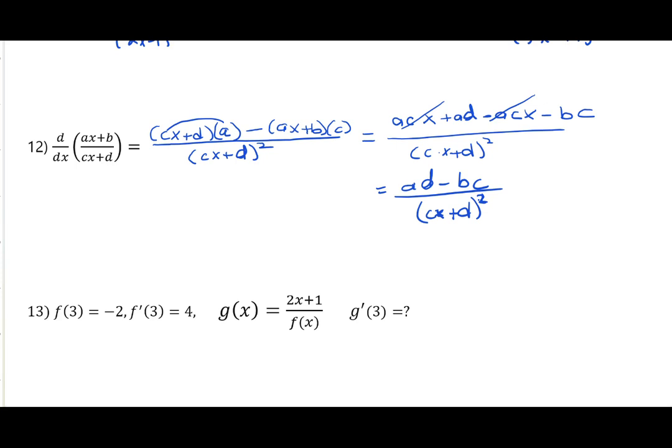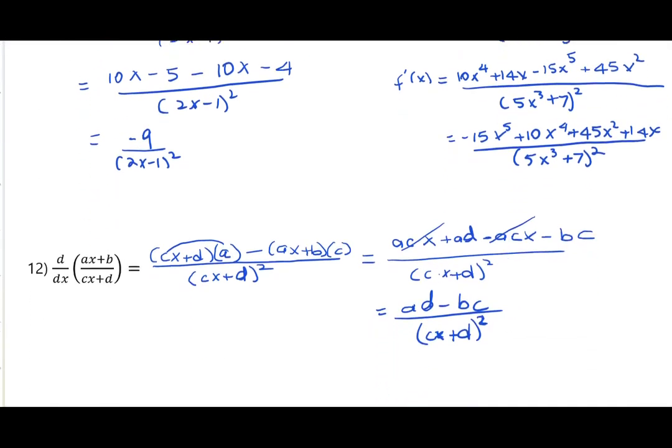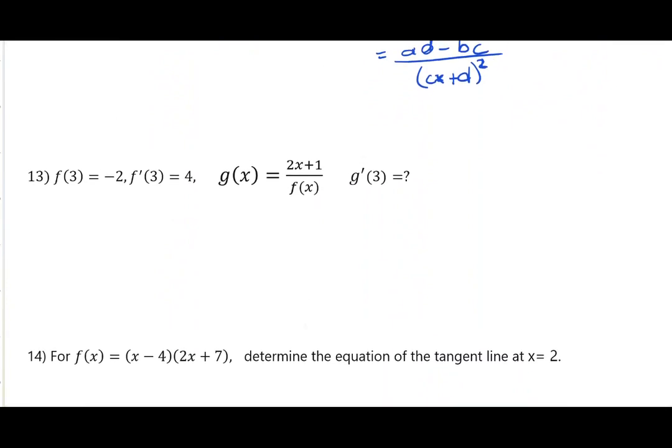Okay, and one more example in the quotient rule. This one again is a little bit unusual. We did something similar to this with the product rule. The thing is, we do not know what f of x is in this definition of g of x. G of x is defined as 2x plus 1 over f of x. We don't know what f of x is.